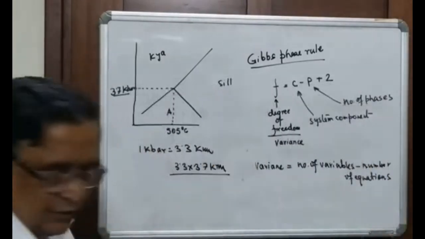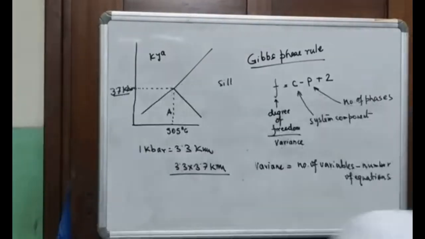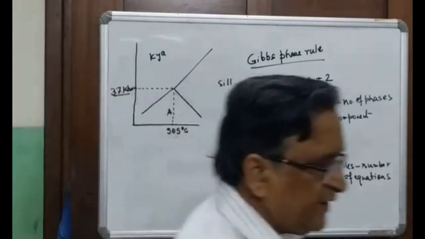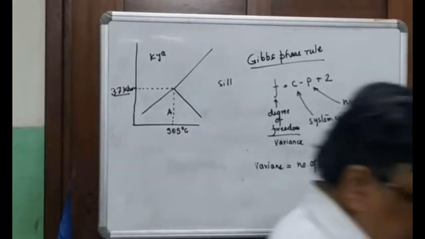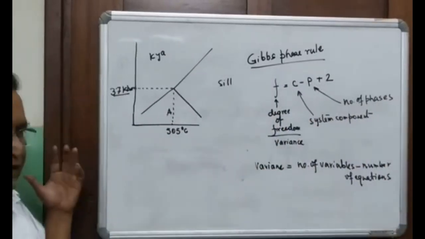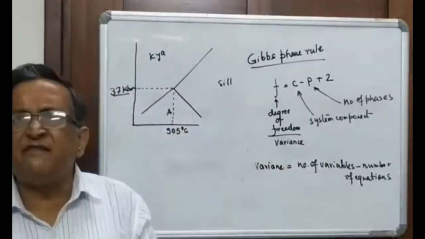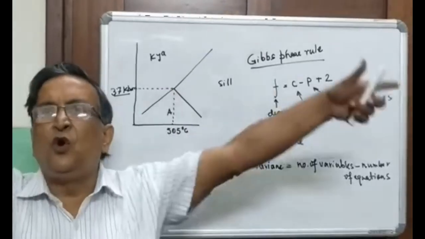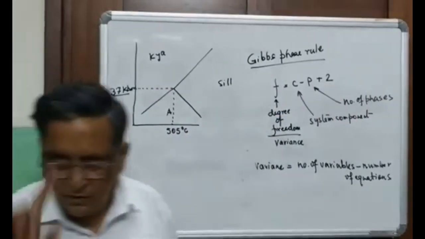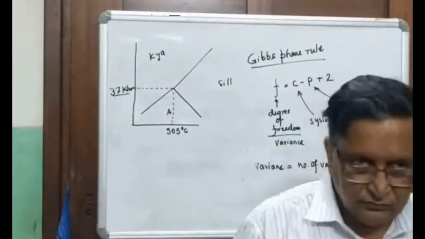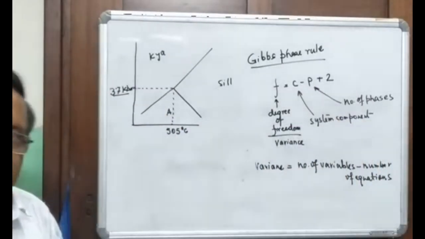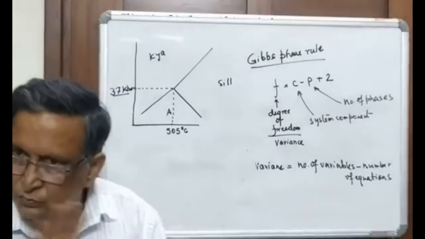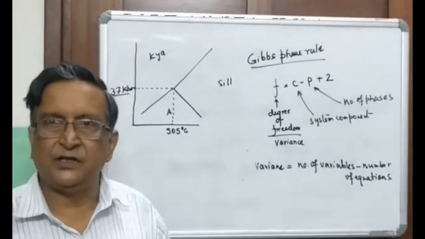Now we talk about Gibbs phase rule. Now, my first question to you, if I ask you, what is the variance of the triple point? And all of you will say, 0. Wrong. Why wrong? You forgot what I asked you to do. Calm and quiet.